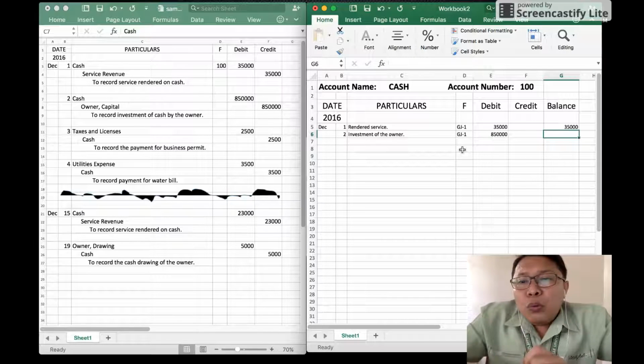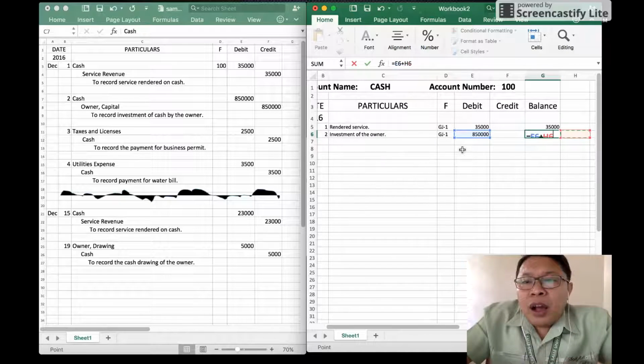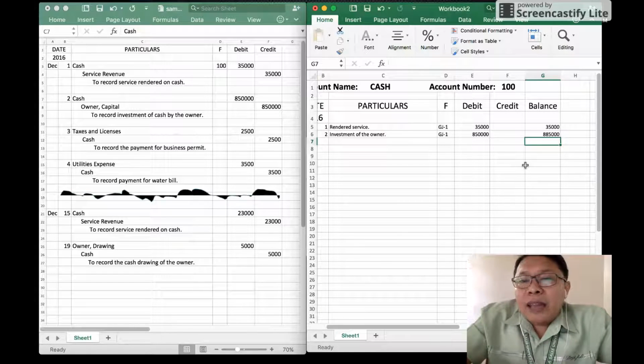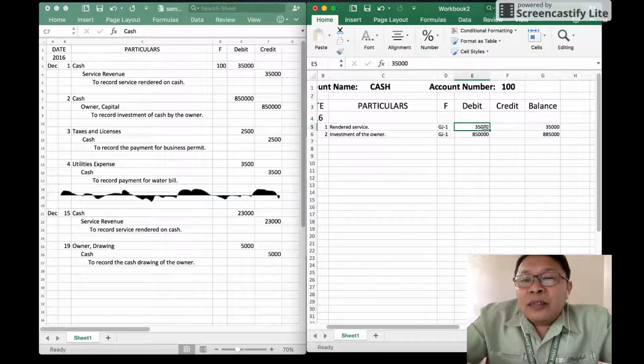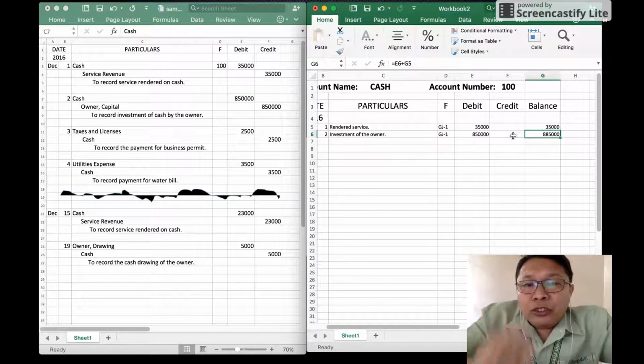Okay. Now, we need to add the 35,000 to 850,000 because both are debited. So our balance now will become 885,000. So this is a running total, meaning you add values and provide the balance if they appear on the same column. If it happens that one value appears on the other side, you need to deduct that amount.